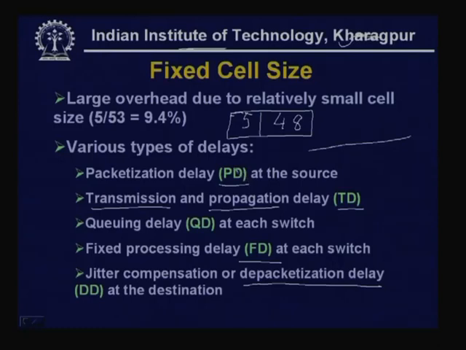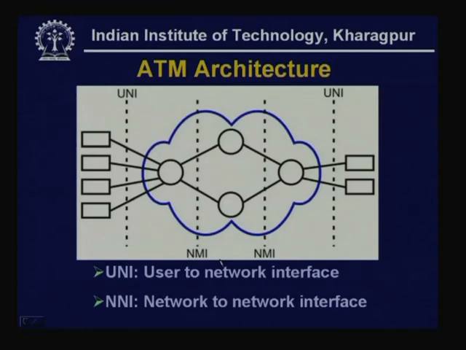So, you see that whenever a packet passes through the ATM network, different kinds of delays are suffered by it, but these have to be taken into consideration in designing the network. This can be done by proper architecture and design. Let us look at the ATM architecture.